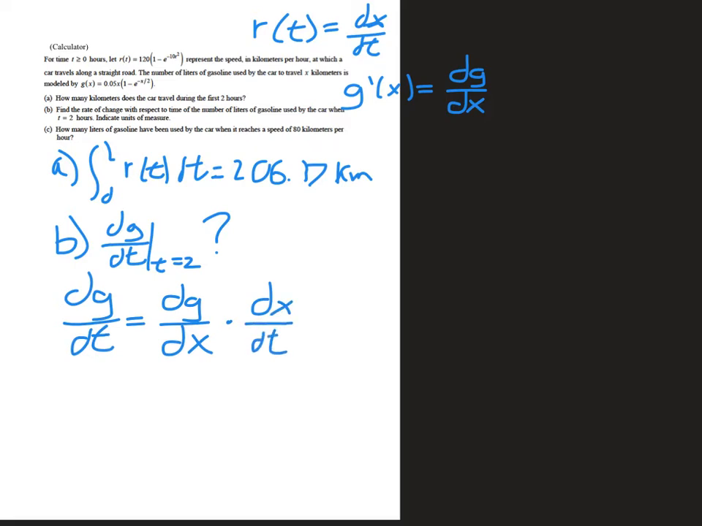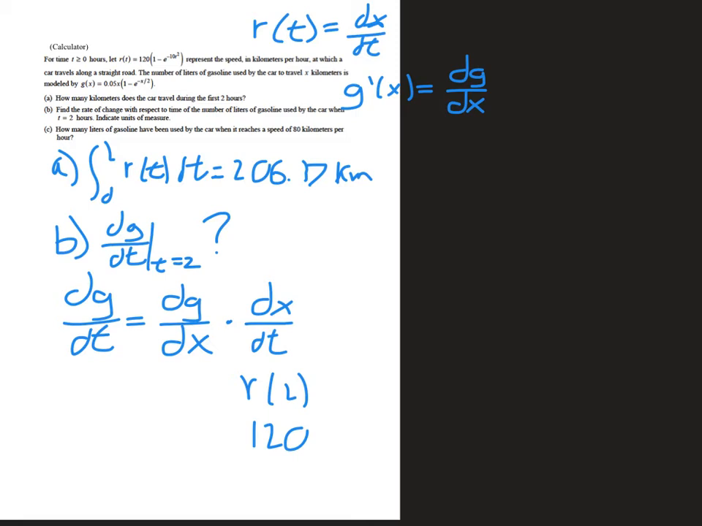Now we're doing this when t is equal to 2. And remember that dx dt is just r of t. So to figure this out, when t is 2, we just need to plug in 2 to r of t here. That's easy enough. So this thing becomes r of 2, which is 120. Just plug 2 into that expression on your calculator.